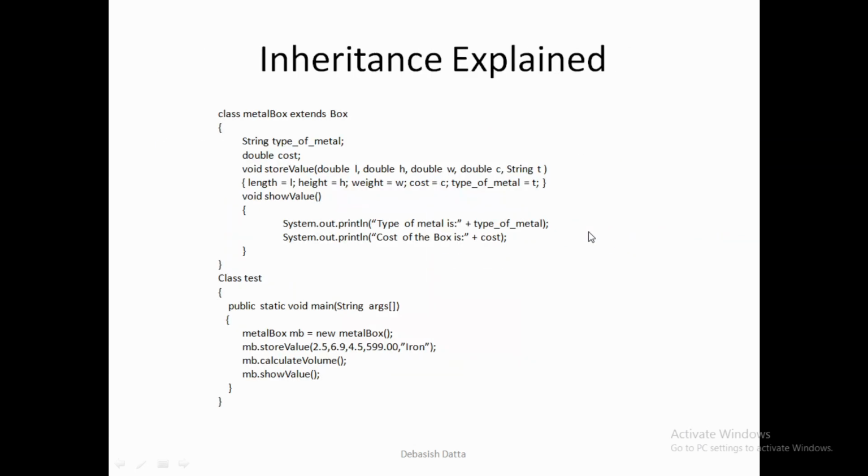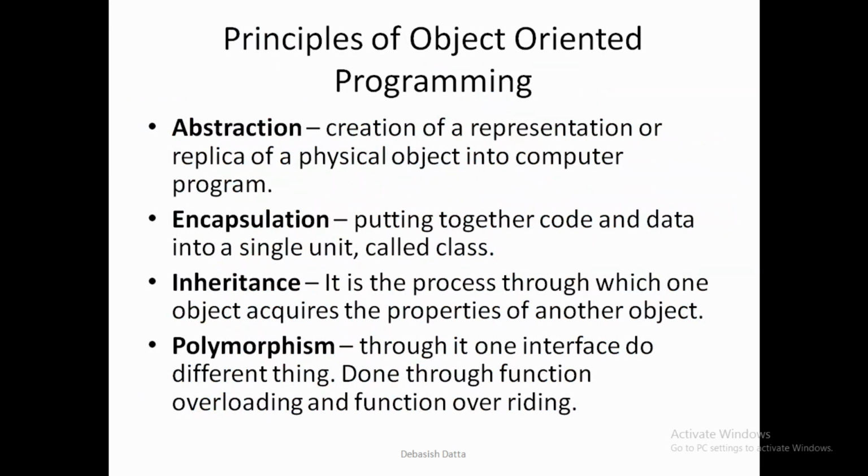Let's again go to the description I have written about this property. Polymorphism: through it one interface does different things. As we have seen, this add function does different things depending upon what input is being passed to it. So this is how polymorphism is achieved in Java.